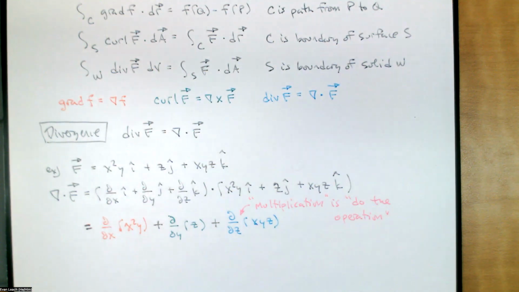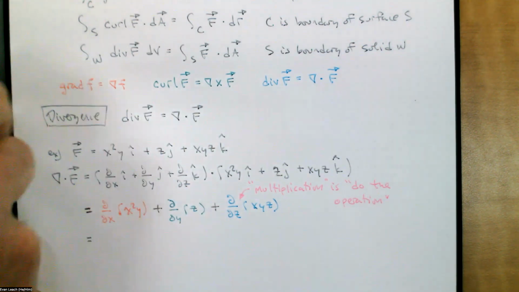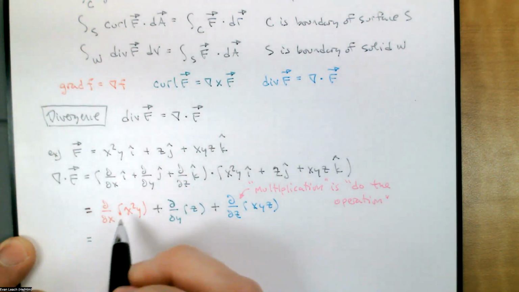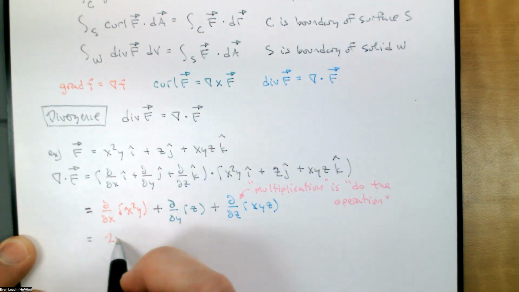So we're saying the partial with respect to x times x squared y. That means take the partial derivative of x squared y with respect to x. Doesn't look like our normal multiplication, but the partial derivative with respect to x of x squared y is going to be 2xy.